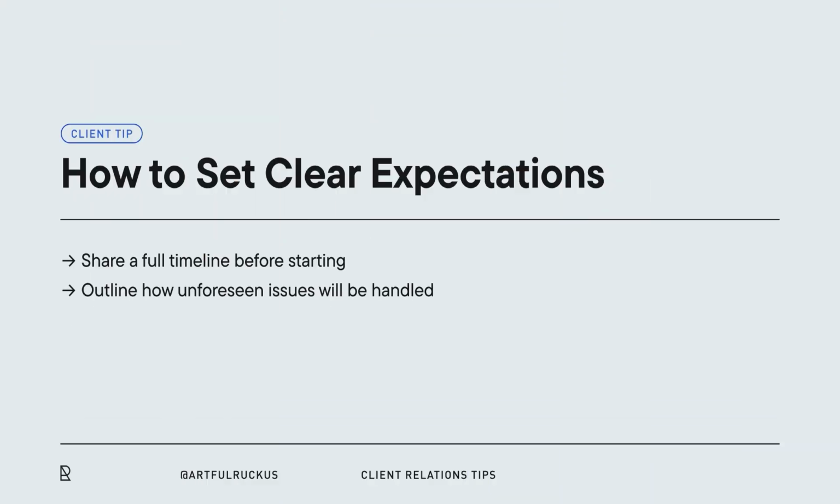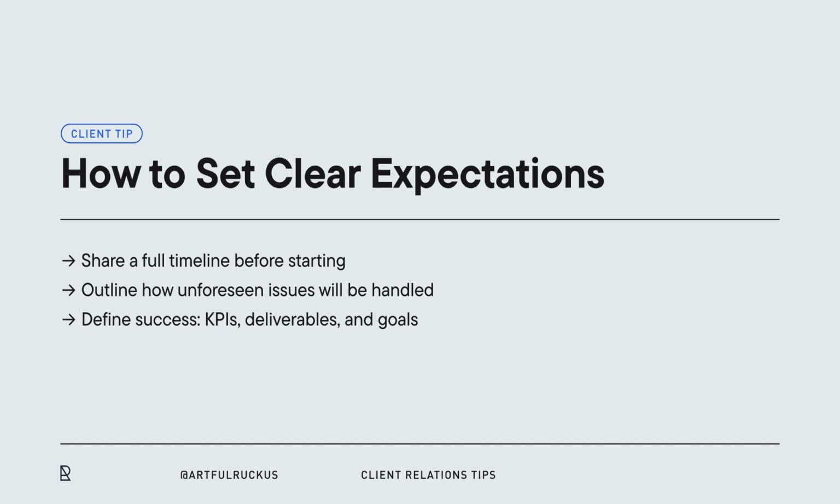Step 2 is to outline what happens in unforeseen circumstances. So what happens if a client misses their feedback turnaround time or they want revisions that are out of scope. Think through all the most common issues that could come up and worst case scenarios, and outline how each of them will be handled in writing. Step 3 is to define exactly what success looks like. What are the KPIs? What are the deliverables? What's the end goal of the project?